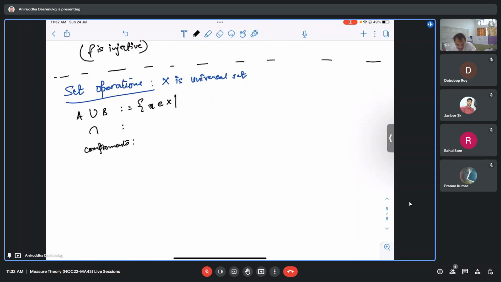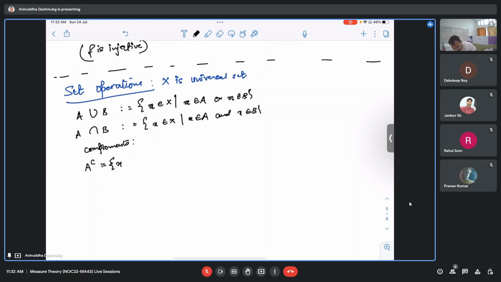So the union is defined as all those x such that x is either in A or x is in B. It can very well be in both, but yeah, we want it to be in one of them. The intersection of two sets is defined as all those x which are in both, x is in A and x is in B. And the complement, so given A, the A complement, written like A superscript C, is defined as the collection of all x such that x is not in A. So there are various laws corresponding to this. One of the laws that is frequently used is De Morgan's law.